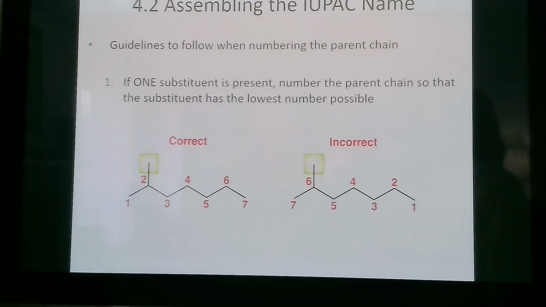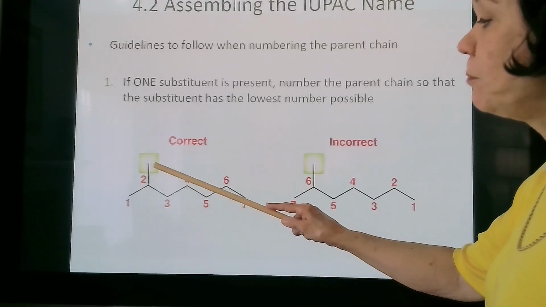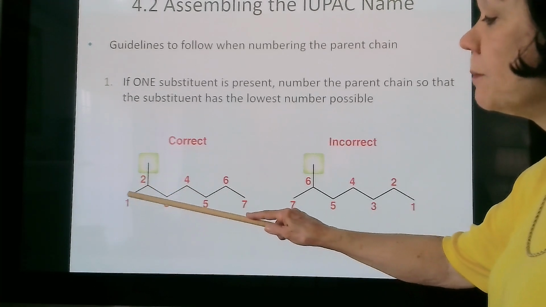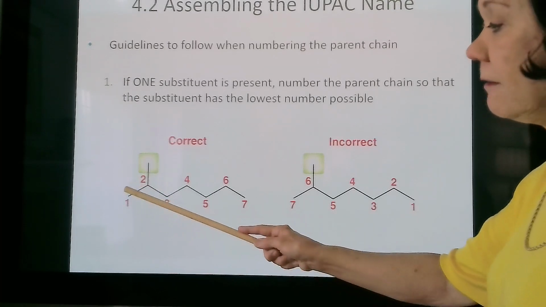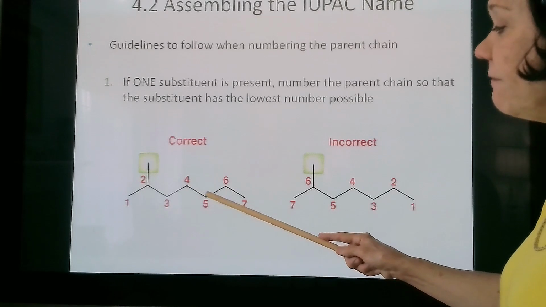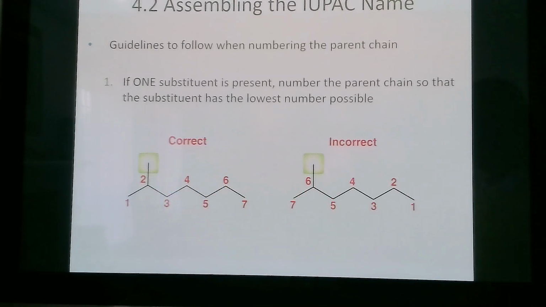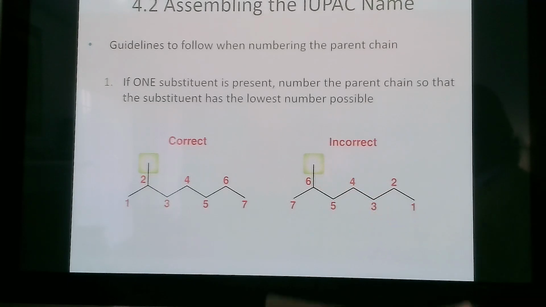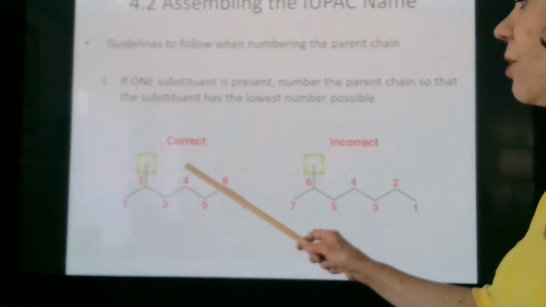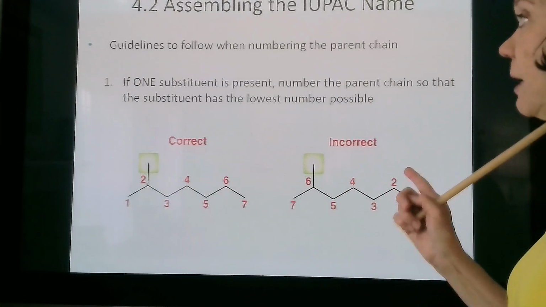If one substituent is present, number the parent chain so that the substituent has the lowest number possible. So here you can see that this methyl group is very near the end of this molecule. This end of the molecule, so obviously you're going to start numbering from the end farthest away from me. 1, 2, 3, 4, 5, 6, 7. This is the correct numbering. Here you could say, well, why don't we start numbering at this end? 1, 2, 3, 4, 5, 6, 7. This would put the methyl in the 6th position, and it would be wrong. So this is correct. This is incorrect. This is a very simple example.